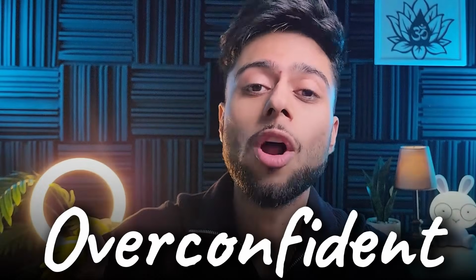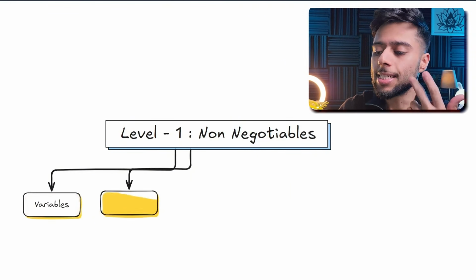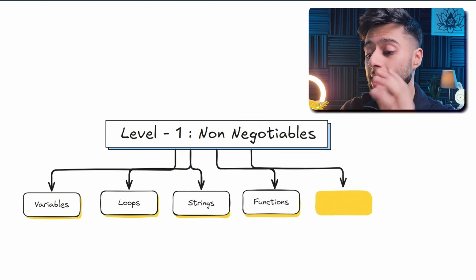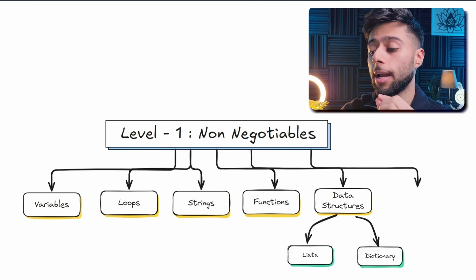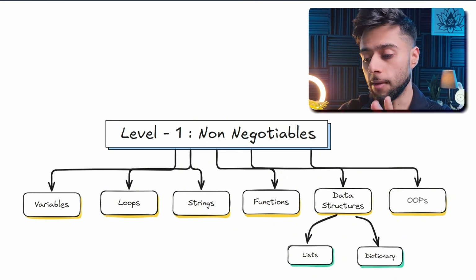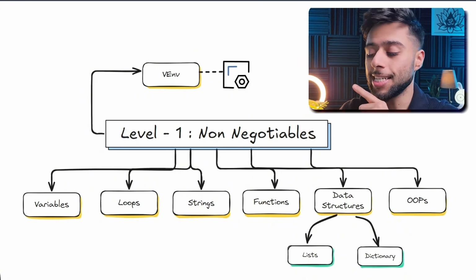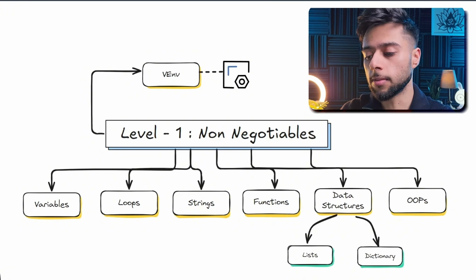So the first level is called non-negotiable, and this is the area where a lot of people feel overconfident and underestimate it. You do not need to make this mistake. This contains basics such as variables, loops, strings, functions, lists, and dictionaries in detail. And do not forget OOP, object-oriented programming, because this is the most important part of this level. And one more thing, you also need to learn how to create virtual environments, because data engineers never work in the global environment. So this level is all about building a very strong foundational base around your Python understanding.